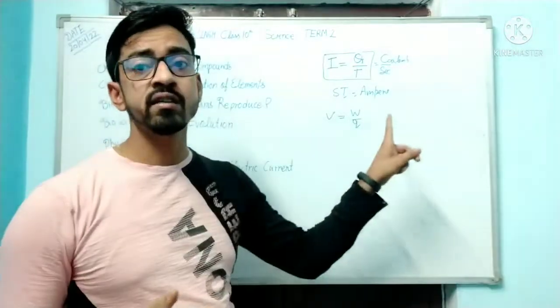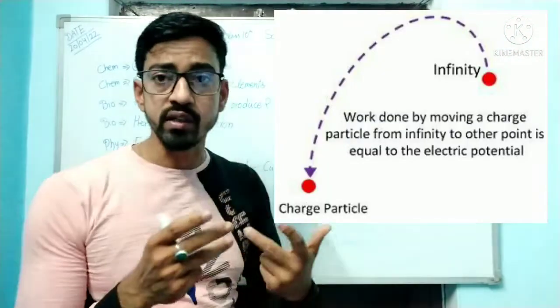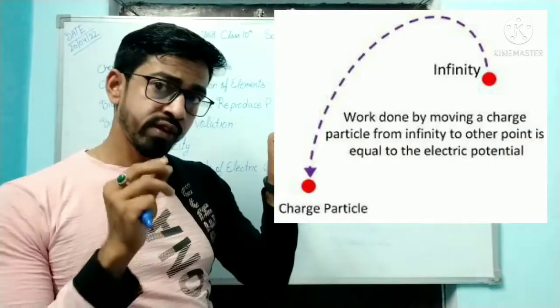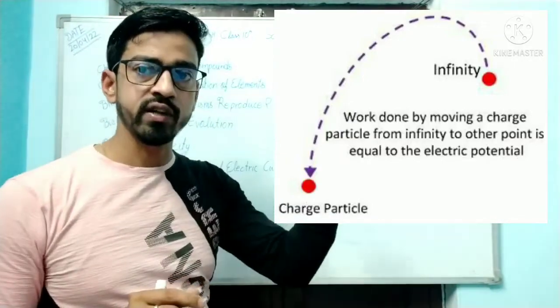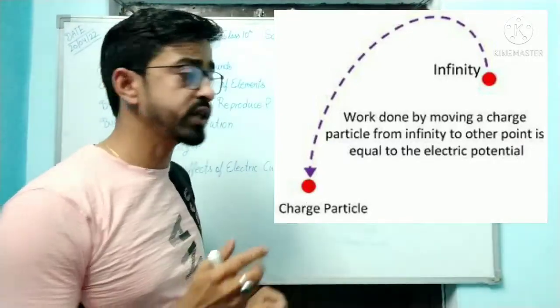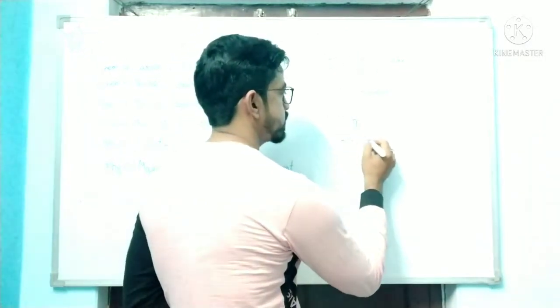So to carry a charge, there is some work done in going through the electric field. If we carry a charge into an electric field, there is some work done. That is electric potential. V is equal to W upon Q, and the SI unit is volt.